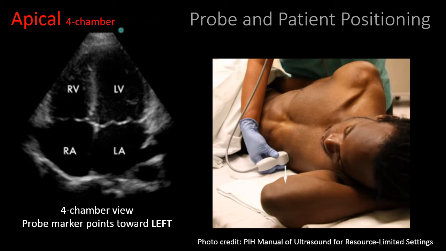And you can start with a 4-chamber view by pointing your probe marker directly off to the left, to the patient's left. This is with a cardiac probe, directly off to the patient's left. You get this nice view of 4 chambers, the right and left ventricles and the right and left atria, as well as the mitral and tricuspid valves.